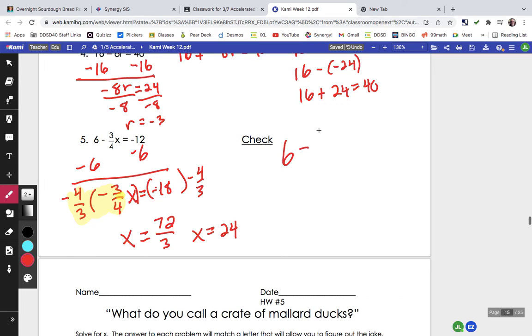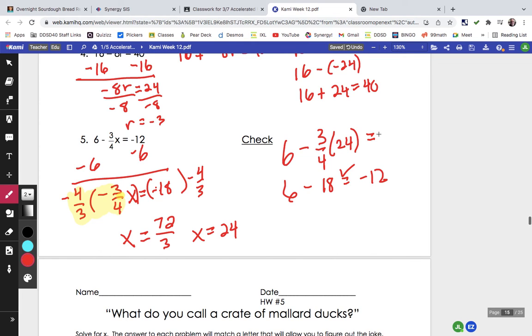6 minus 3/4 of 24. And we're going to see what that equals. 6 minus 3/4 of 24 is 18. And that is equal to negative 12, which is what we were looking for.